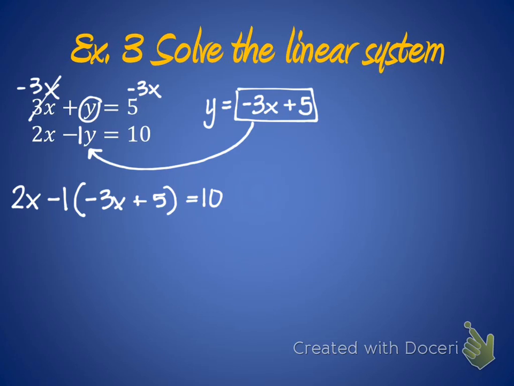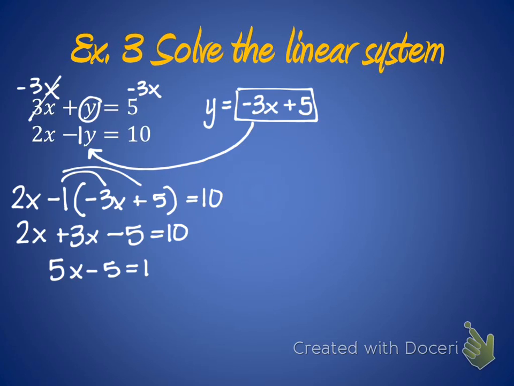Now, what do I need to do here? First, well, can I add negative 3x plus 5? So I want to do distributive property first, okay? So I'm going to do 2x. Negative 1 times negative 3x is positive 3x. Negative 1 times 5 is negative 5 equals 10. Okay, combine like terms. 2x plus 3x is 5x minus 5 equals 10. What would I do now? You add 5 to both sides. Perfect, because I'm trying to combine like terms. So I've got 5x equals 15.